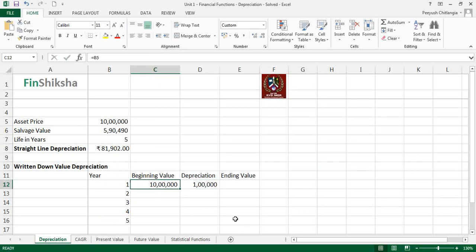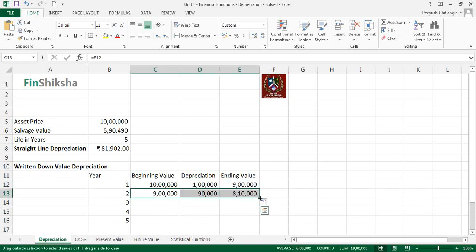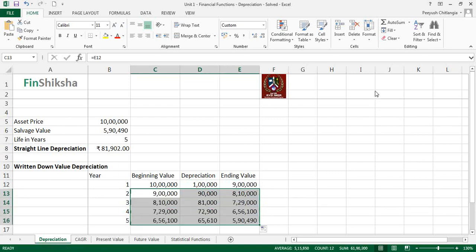Depreciation is 1 lakh on a value of 10 lakh, which basically means that it's a 10% depreciation on the carrying value, right? Now, the ending value is 9 lakhs, and in the second year, the value would be 9 lakhs to begin with. If the first year depreciation was 10% of 10 lakhs, and that was 1 lakh, the second year depreciation should be 10% of 9 lakh, and that should be 90,000. Let's see if the formula gives us that. The formula exactly gives us 90,000, and we drag it further, down to the last number.